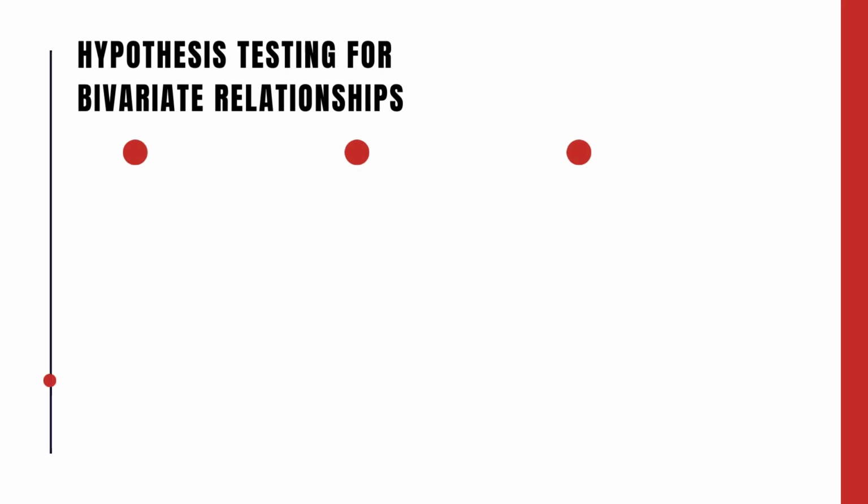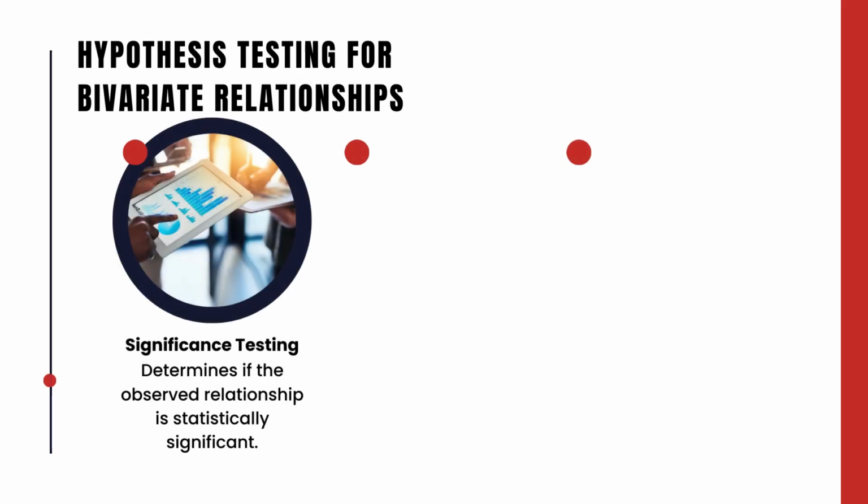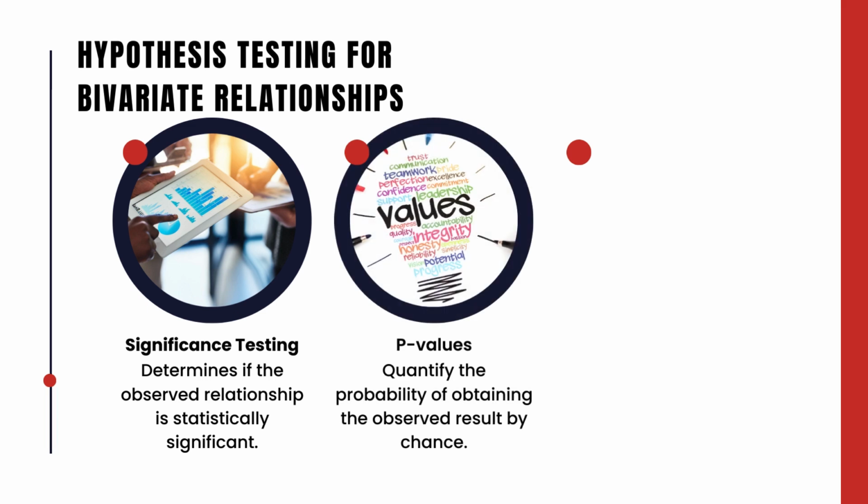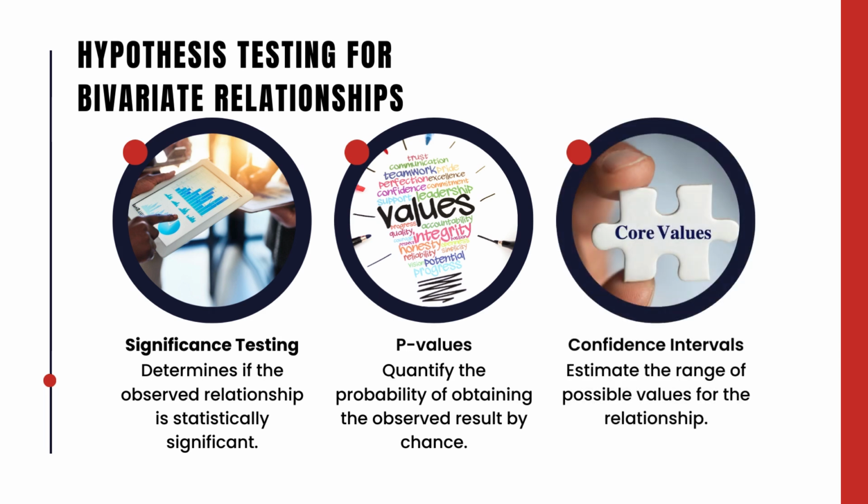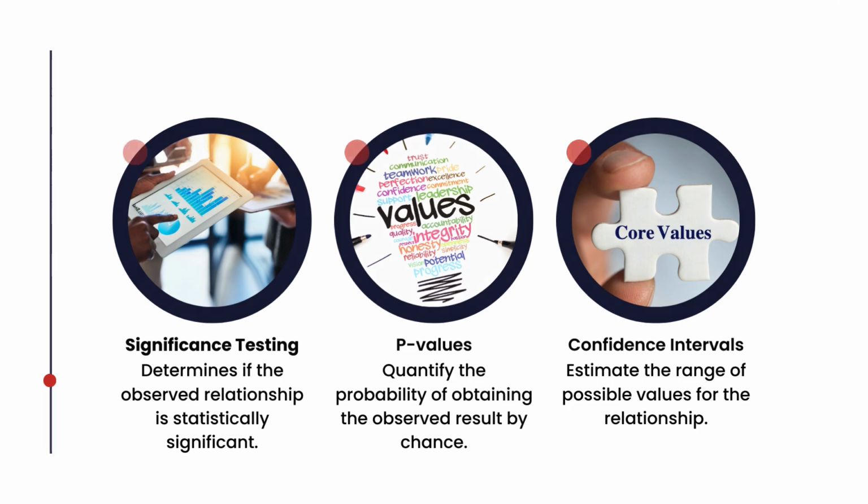Hypothesis testing for bivariate relationships. Significance testing determines if the observed relationship is statistically significant. P-values quantify the probability of obtaining the observed result by chance. Confidence intervals estimate the range of possible values for the relationship.